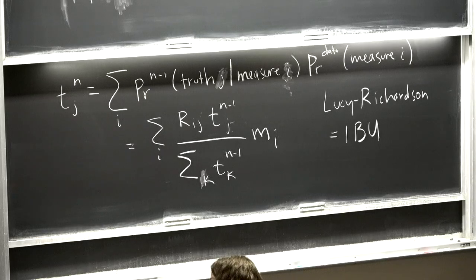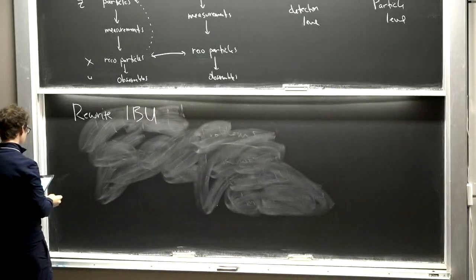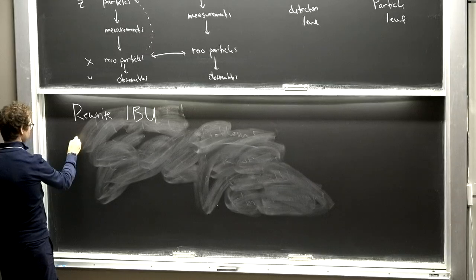I find the rule to not be very illuminating, like exactly what it's doing. I mean, you can see what it's doing, but I like to write it down in 2 steps. The reason is that it's going to generalize to the unbinned case better, as you might guess where this is going. So let's rewrite IBU. OK, so there are 2 steps.